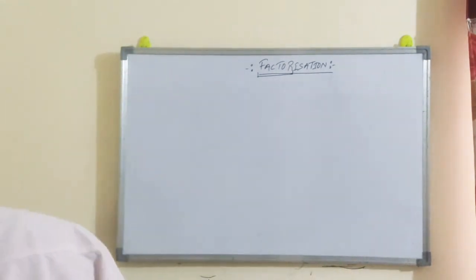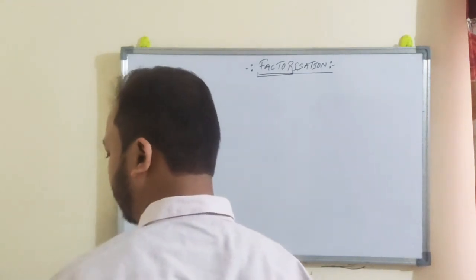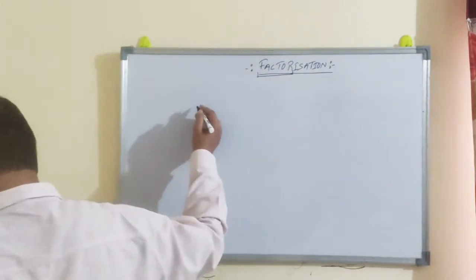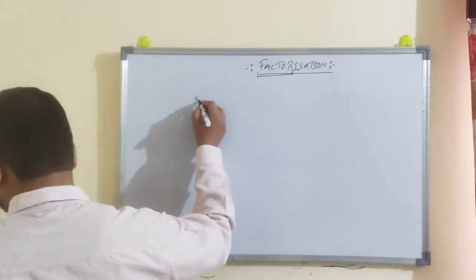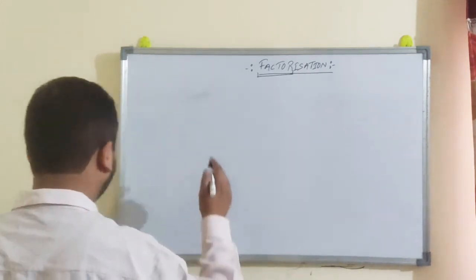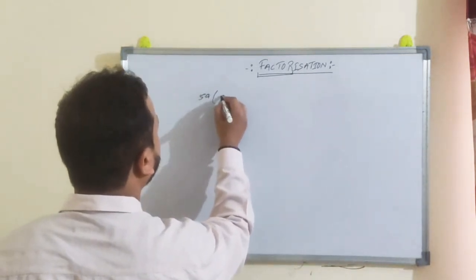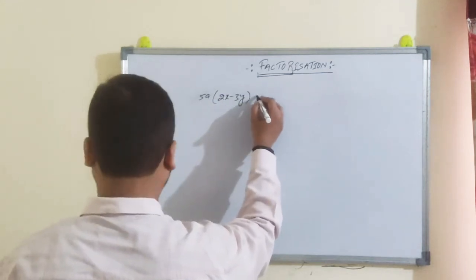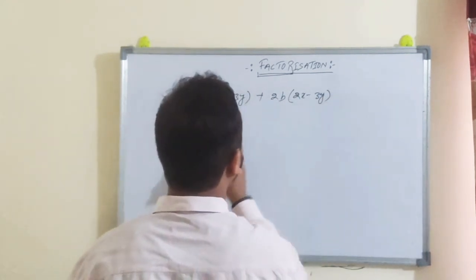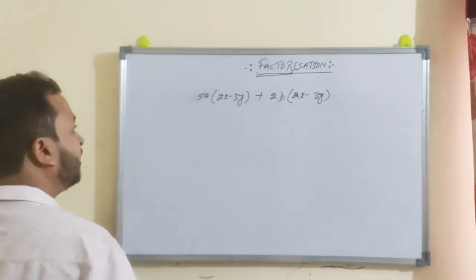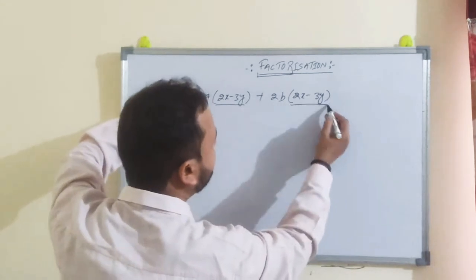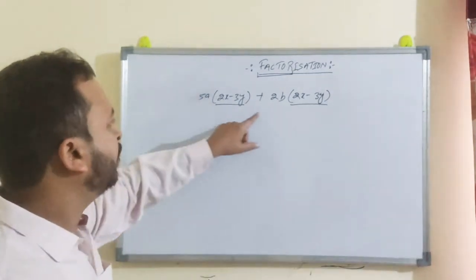So now we are going to factorize when the binomial is common, and after that we will do factorization by grouping, right? So when the binomial is common, suppose the question is 5a(2x - 3y) + 2b(2x - 3y). If this example is given, we have to factorize it. Here you can see that 2x - 3y is common in both the terms, right?